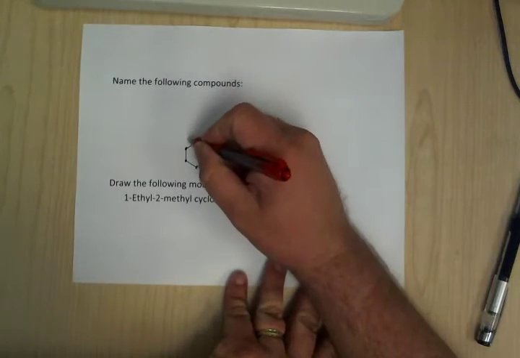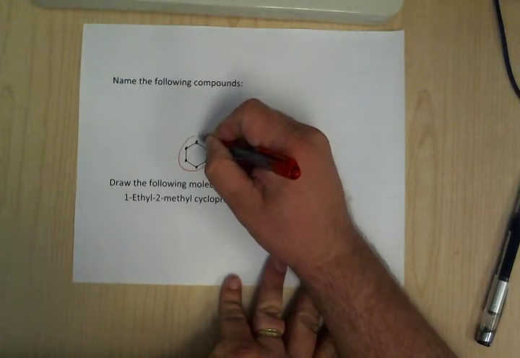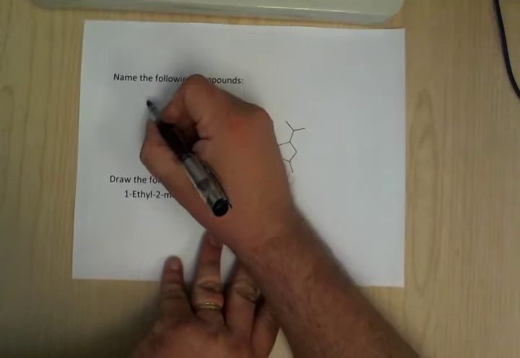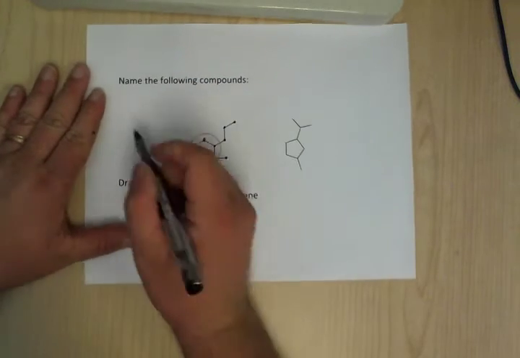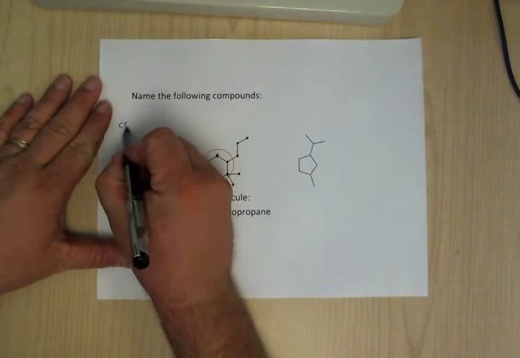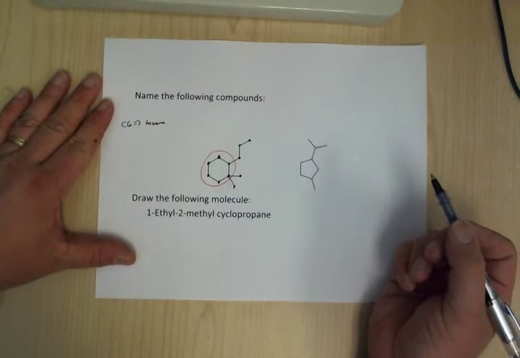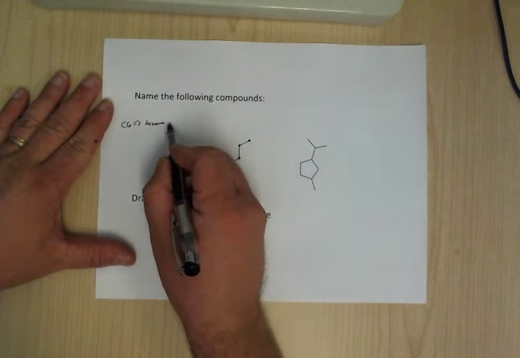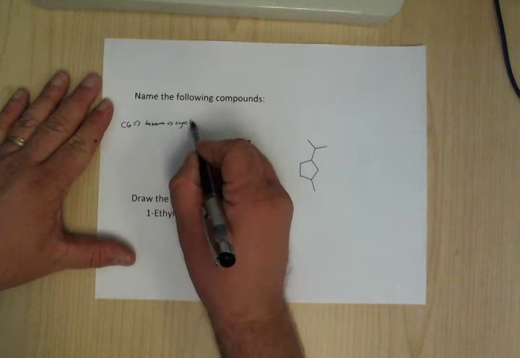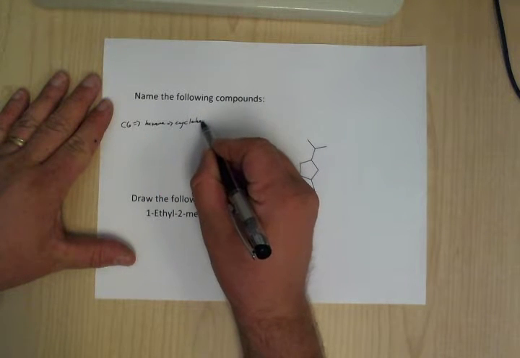this is going to be our main chain. It's six carbons large, so that'd be C6, which normally would be hexane. But since it's a cyclic compound, we have to add the prefix cyclo, so it becomes cyclohexane.